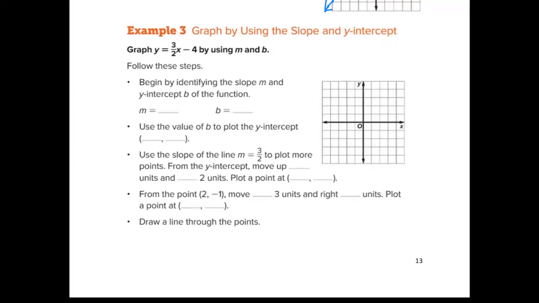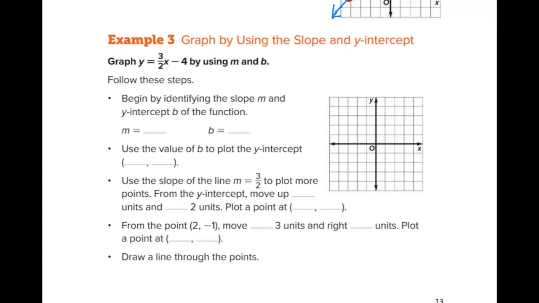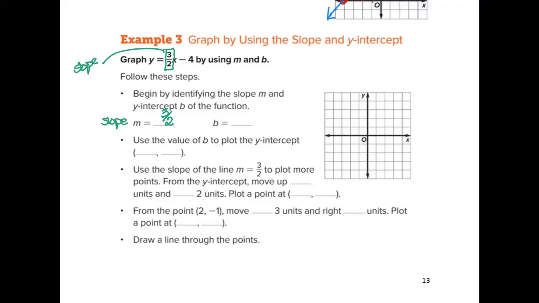So begin by identifying the slope and the y-intercept. All right, the slope is what is found always in front of the x value. So this is your slope. Okay? So m is slope. I don't know why they call it m. I mean, you'd think slope, they might call it s, but it's m. That's the slope value. The b is the y-intercept. Okay? So this is -4.